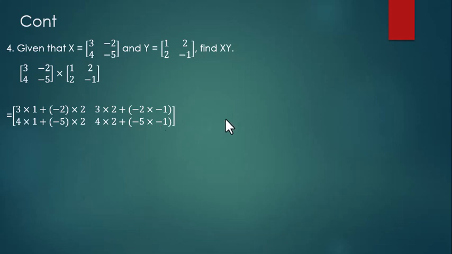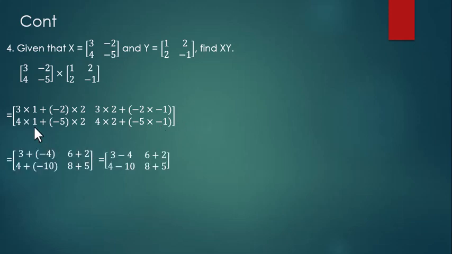So we now work out what we have been given. When we multiply 3 by 1, we get 3. Then negative 2 multiplied by 2, we get negative 4. Then 3 multiplied by 2, we get 6. Then negative 2 multiplied by negative 1, we get positive 2. So the signs will multiply for us to have positive 2. We know that when we have negative times negative, it's positive.